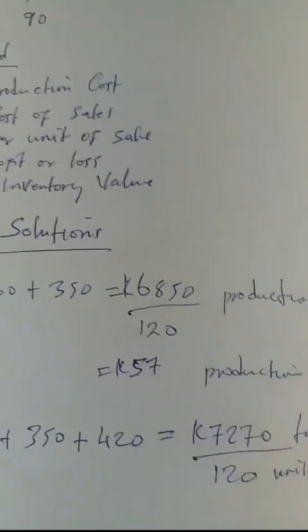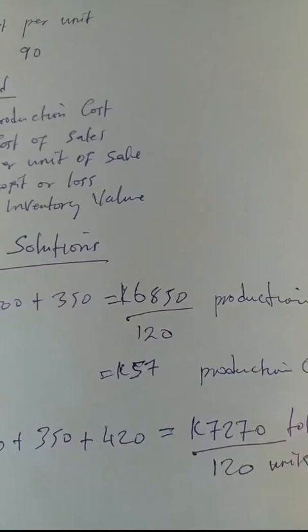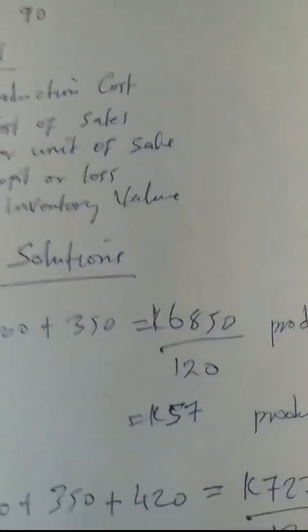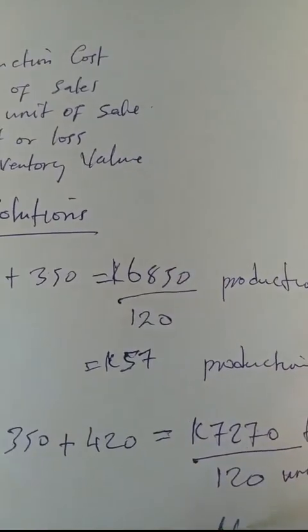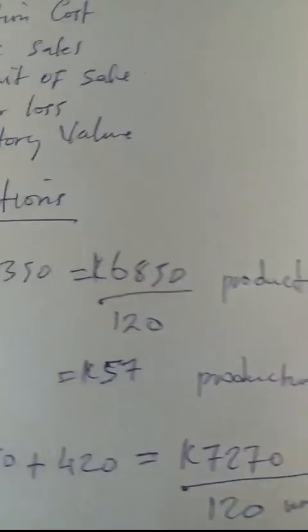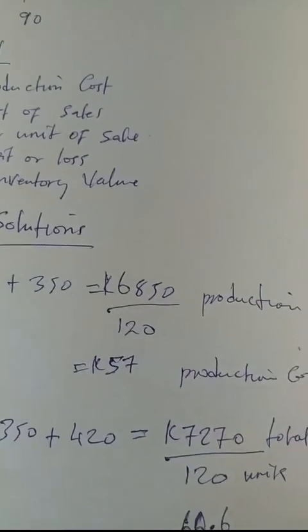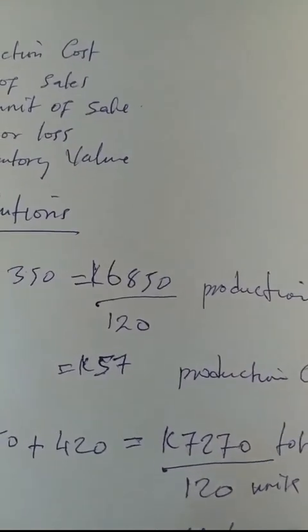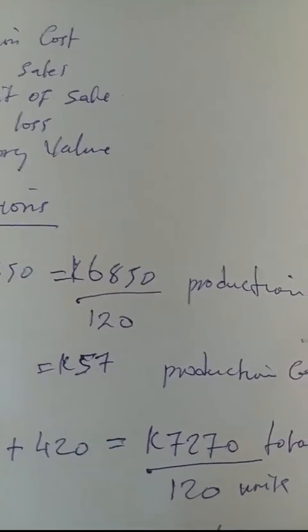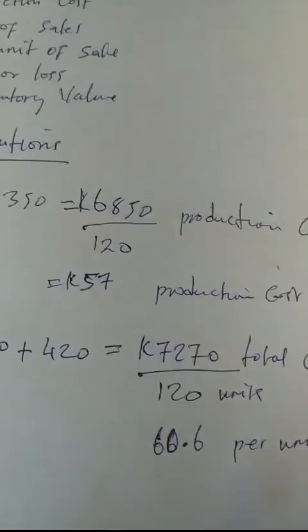So that's going to be 60.6. 60.6 is going to be our total cost of sales per unit. Okay, cost of sales per unit, 60.6.